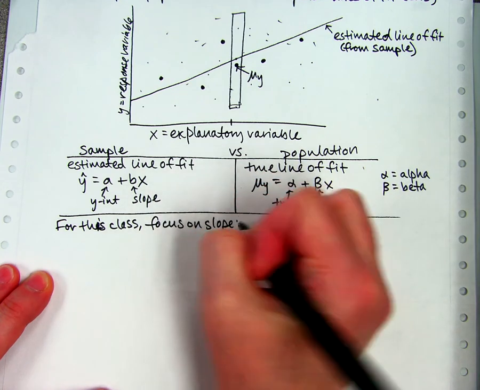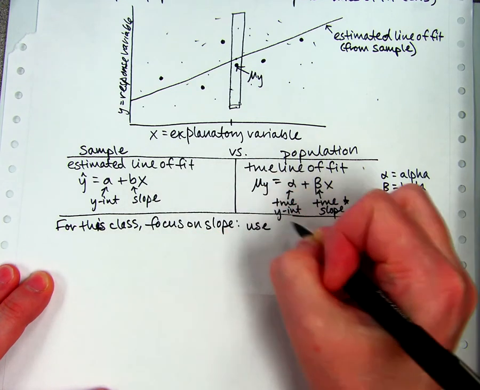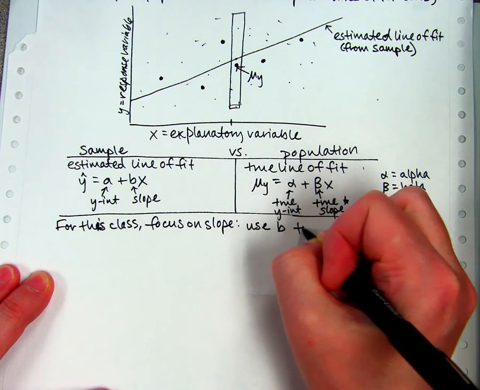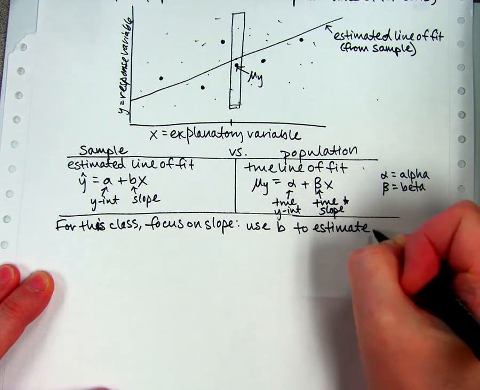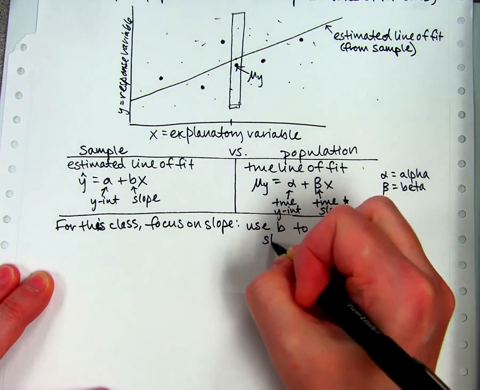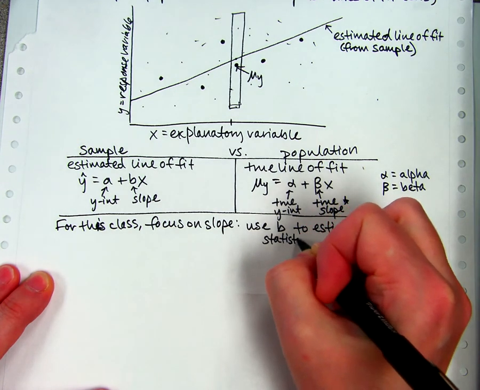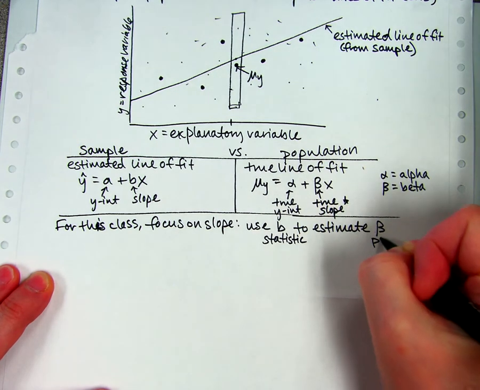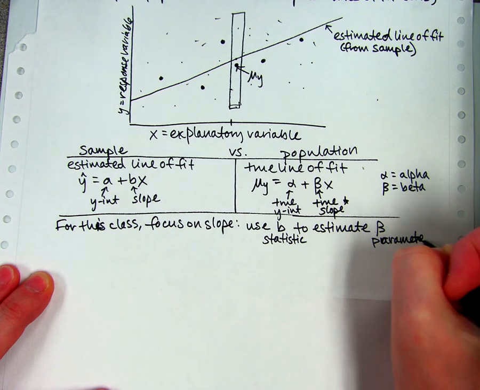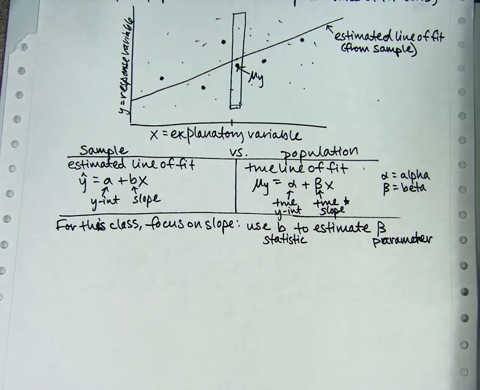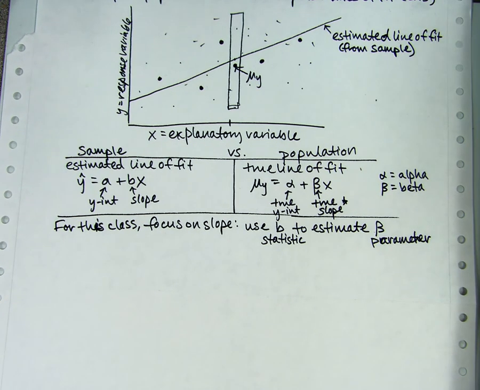And that means we are using our statistic b to estimate our parameter beta. And remember, the parameter has to do with the population, and the statistic has to do with the sample. We've seen all of that before. Okay, so we're going to do a bunch of stuff, and we're not going to do it all in this first lesson. So there's a lot of stuff I have to tell you.